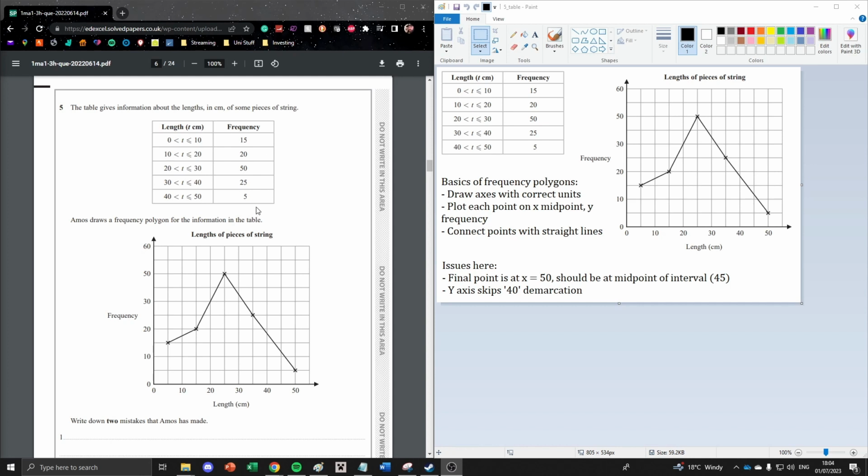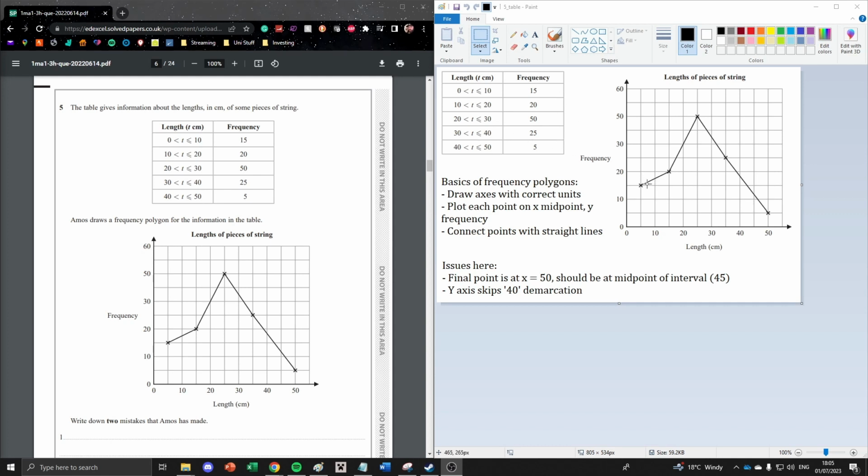So we have this table of data here, and what we want to do, of course, first is draw axes that have got the correct units. So our x should range from about 0 to just after 50, and our y should range from 0 to somewhere past, but not that far past 50 as well. We then want to plot each point on the x midpoint, so the midpoint of each interval. So for example, for 0 to 10, 5, for 30 to 40, 35, etc. And the y, of course, should be the given frequency.